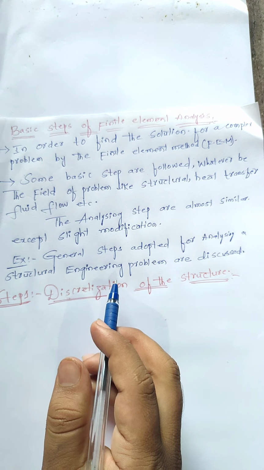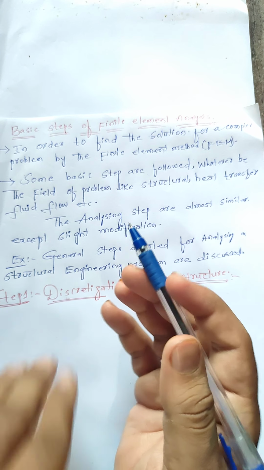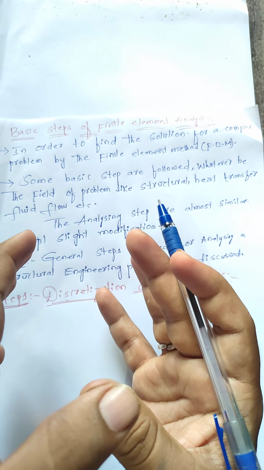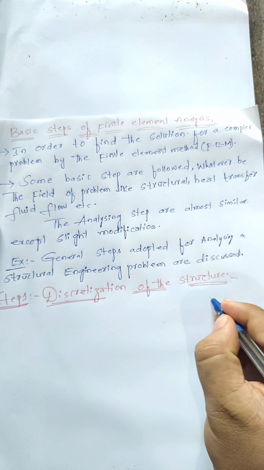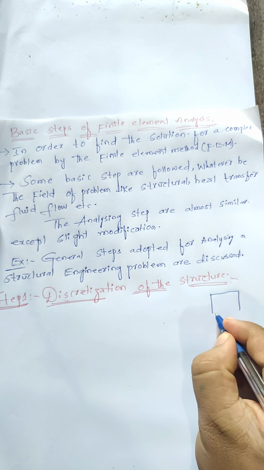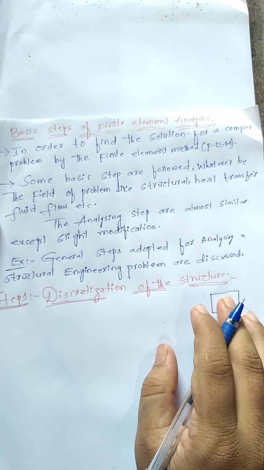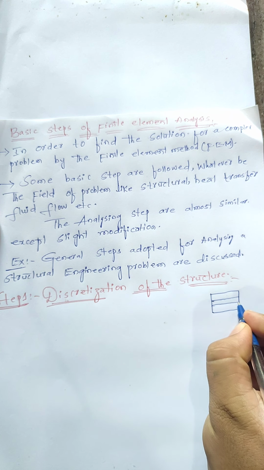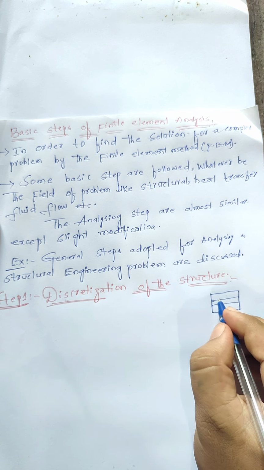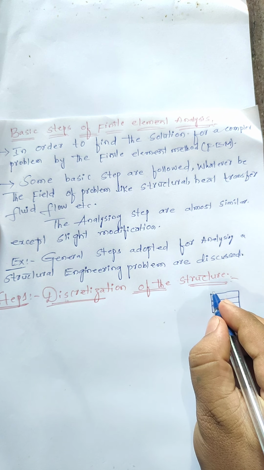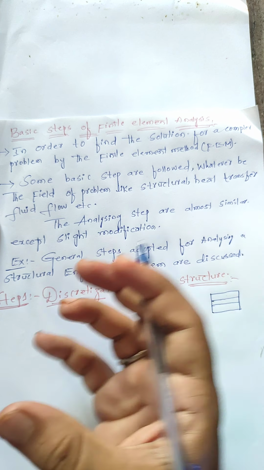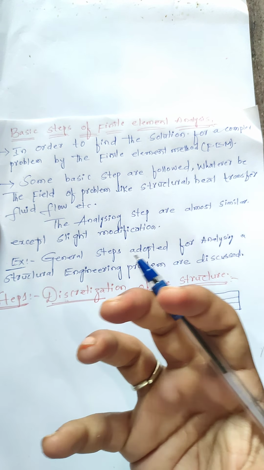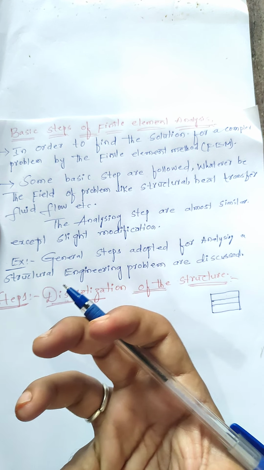So the first step in the finite element method is that first of all we need to divide the whole complex structure into smaller parts. Let us see. This is my rectangular object. This rectangular object we divide into smaller parts. The smaller parts we can call subdomains. If we divide the whole complex structure, we can say we discretize it.